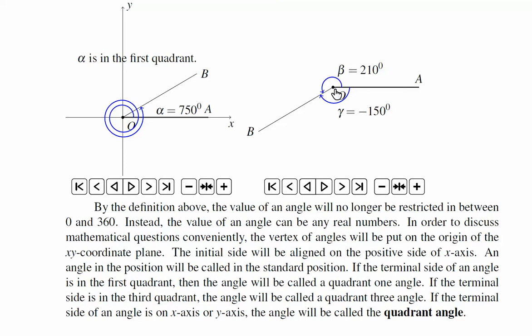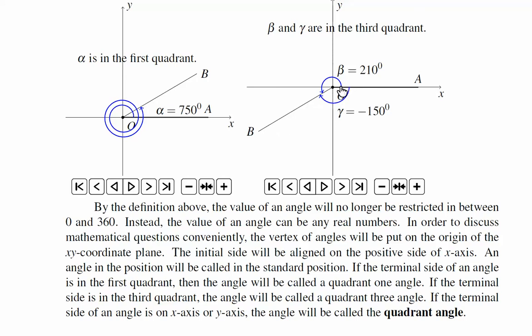Similarly, you can put this vertex on the origin of the xy coordinate plane. The initial side will be on the positive direction of the x-axis all the time. And then this terminal side is in quadrant 3. 1, 2, 3. This is 4. So this is going to be a quadrant 3 angle.